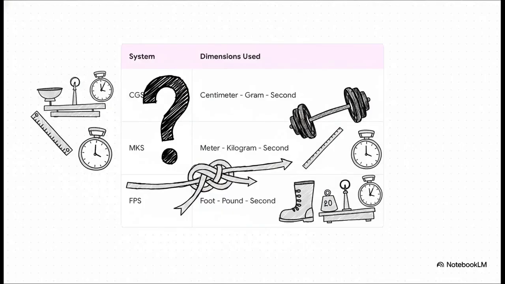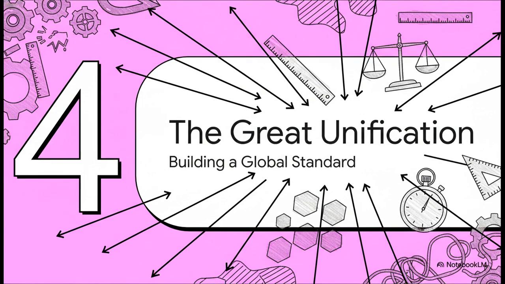So you ended up with this messy competition. You had the CGS system, which was all about the centimeter, gram, and second. Then there was the MKS system, using the meter, kilogram, and second. And of course, the FPS system, which was big in the British colonies, using the foot, pound, and second. Total confusion. But out of all that chaos, a new order started to emerge.